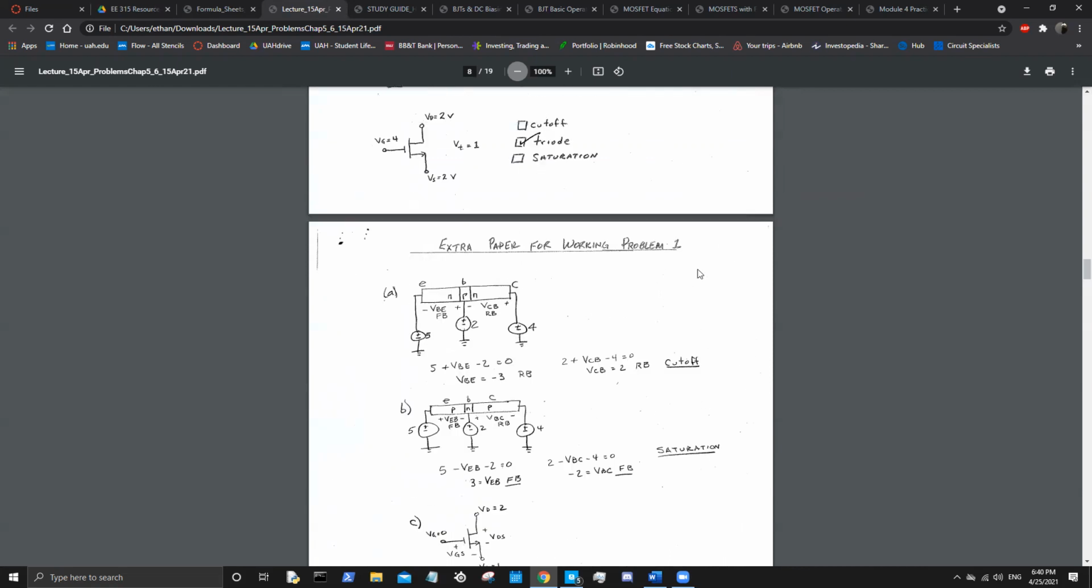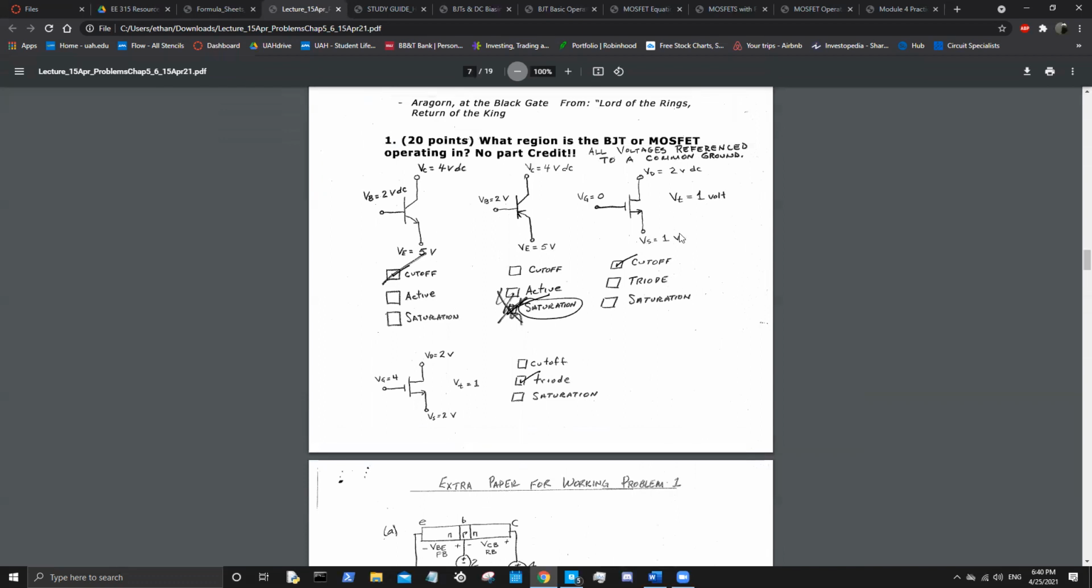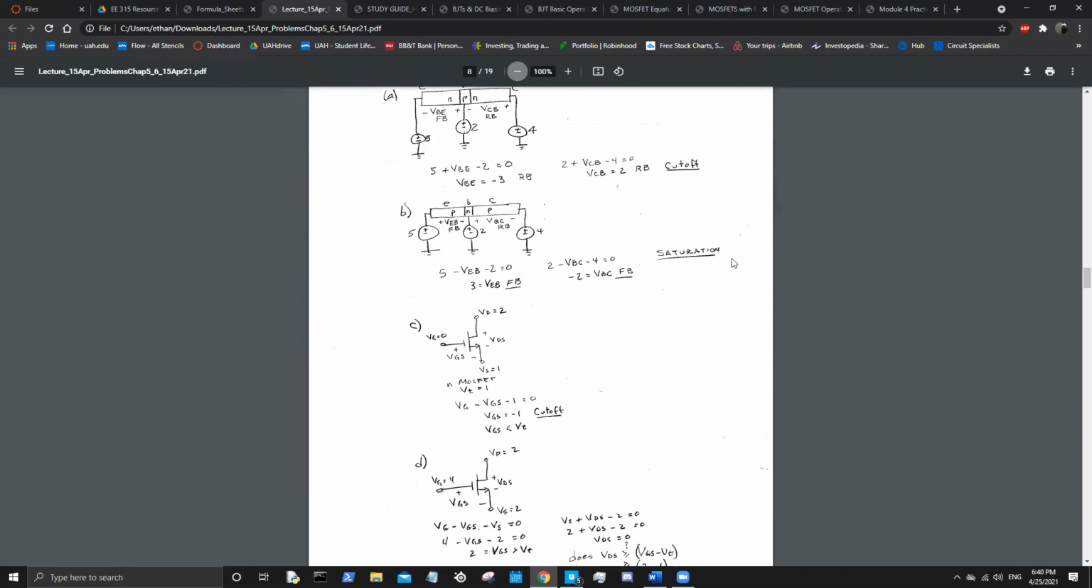It's saturation, cutoff, and active for BJT, and triode for MOSFET. And technically there's a fourth one, but he said no one uses it, so don't worry about it. It was in the slideshow. Yeah, I'll pull it up just for the fun of it. The mythical fourth state.